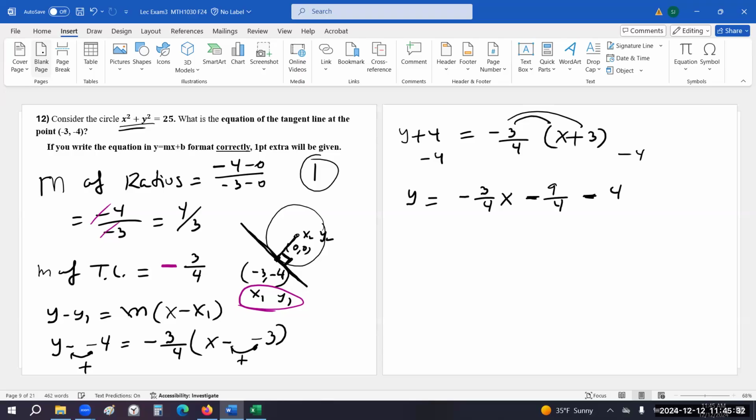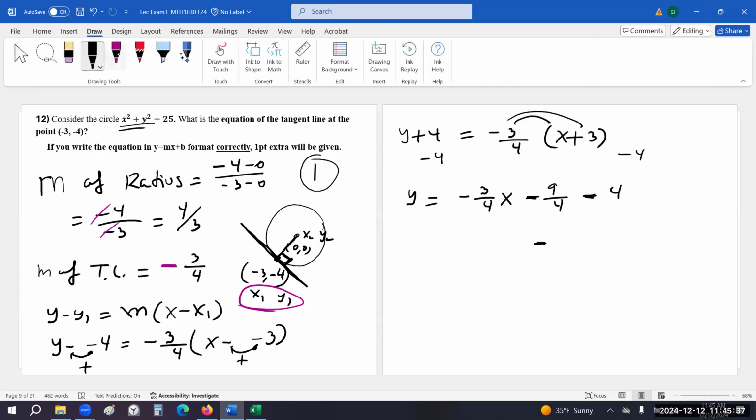We have the same sign, so we keep the sign, but actually we add the numbers. But in order to add, we want the same denominator, so we multiply top and bottom. So the denominator is 4, and we have 9 and 16, that gives us 25. So -9, -16 gives us -25. So it's -25 over 4, and we have -3/4 of x.